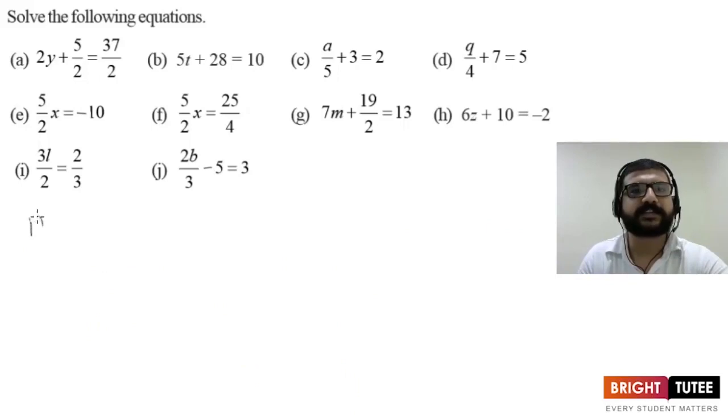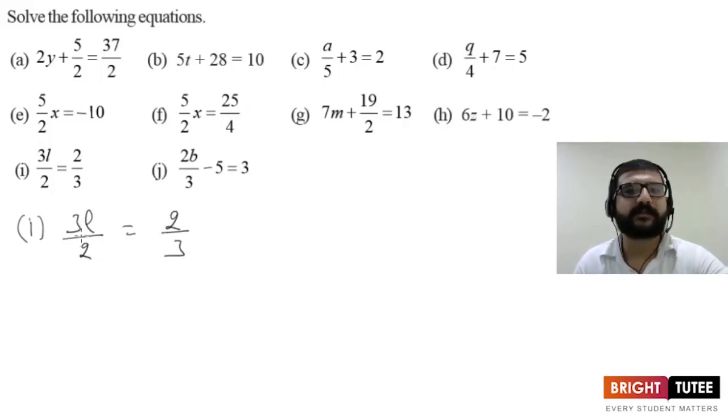Now the next part of the question is 3l/2 is equal to 2/3. Now here we have to get rid of this 3/2 which is written with l here. So what we can do for that, we can transpose it to the right side.